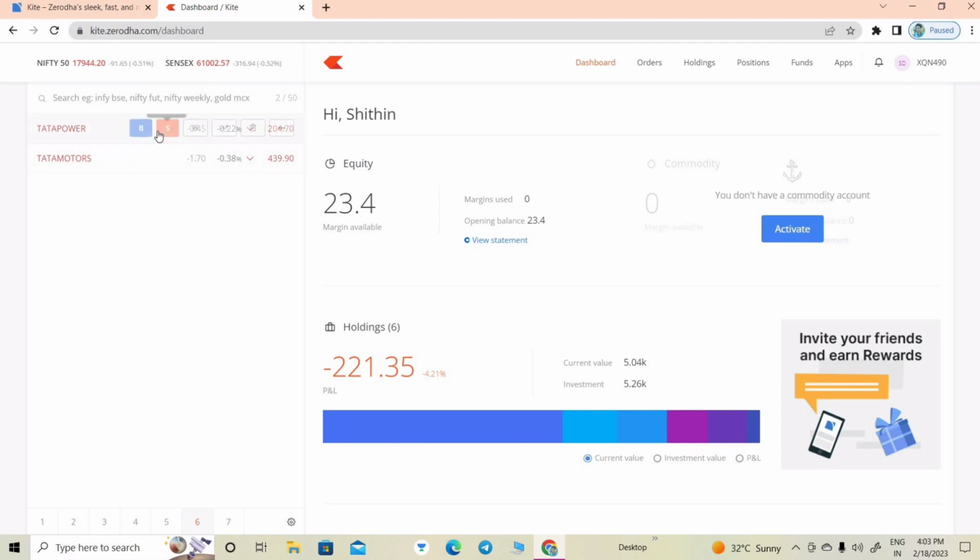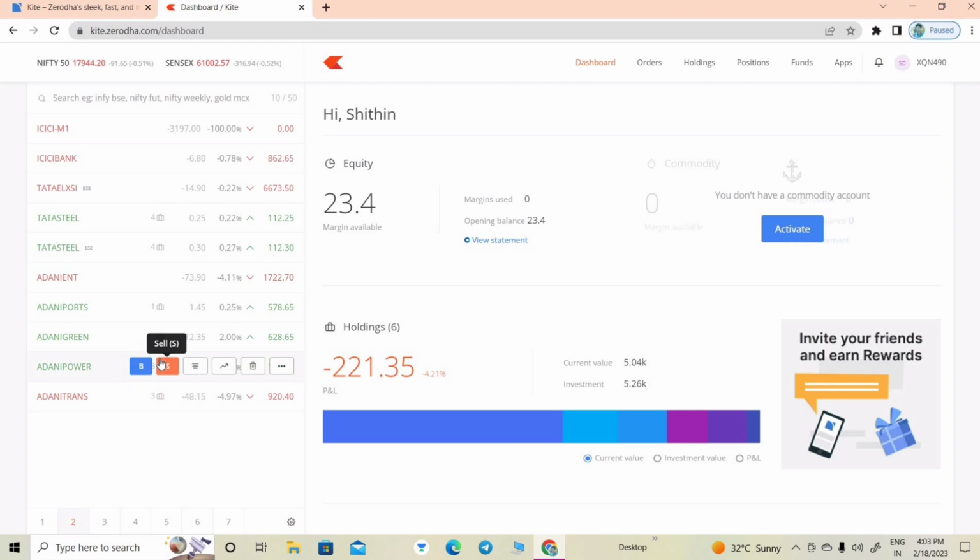Then in the bottom section we can see there is a watchlist tab. There are 7 watchlists available. If you are a beginner and you log into the Kite account for the first time, you don't see any stocks here because they are added by the user. We have 7 watchlists available here.